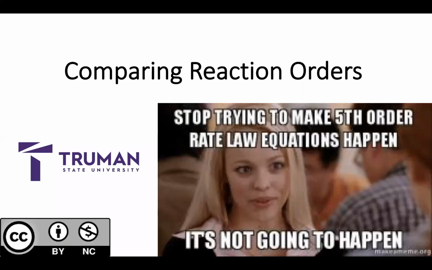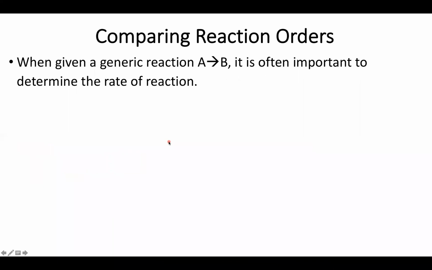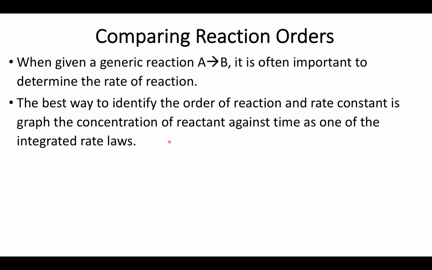So today we're going to take a step back and take a look at all of our various reaction orders. If I've got some sort of generic reaction, A goes to B, one of the first things that's important to do is figure out what the rate of reaction is, specifically what the order of reaction is. Once you have the order of reaction, we can then use our integrated rate laws to find the rate constants.